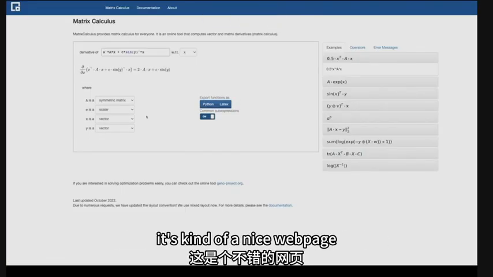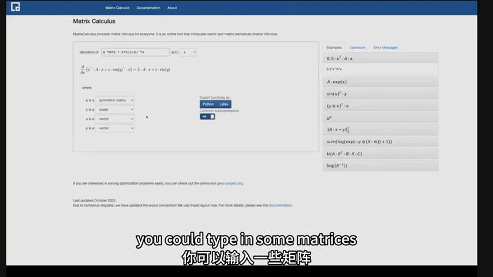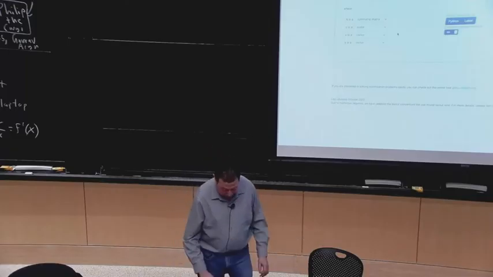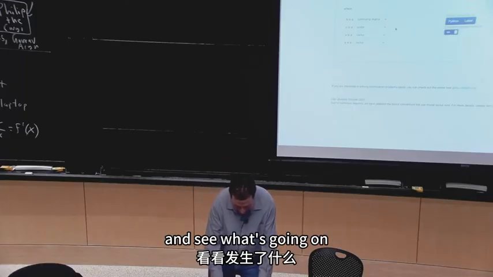Those of you who want to could look at it. It's kind of a nice web page. You can type in some matrices. It's got its limitations, but you could look at some of these and see what's going on.